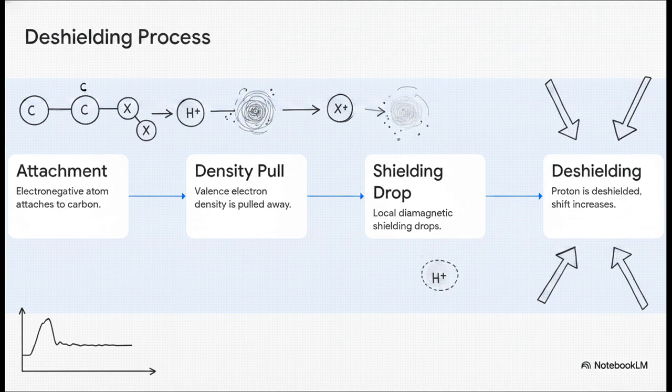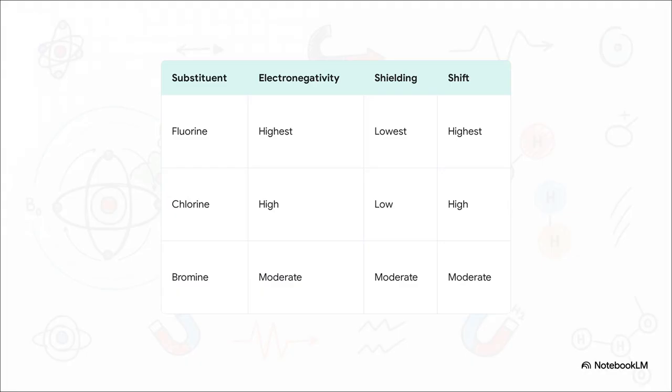And step 4, the proton is now stripped of its protection. It becomes deshielded, feels way more of that giant applied magnet, precesses faster, and therefore its chemical shift shoots up, moving further to the left on our chart. And this brilliantly illustrates the direct relationship between electronegativity and chemical shift. Take a look at the top row for fluorine.